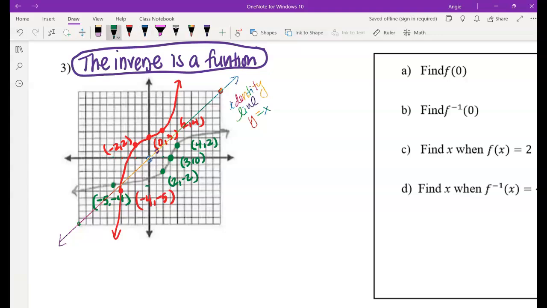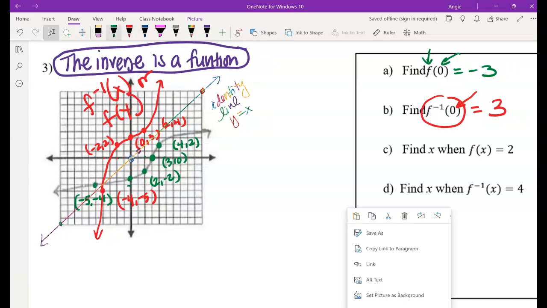Find f of 0. I'll use green. That means when x is 0, what is y? Remember this is the original function, so f of 0 equals -3. Now we're going to look at the inverse because this is inverse notation. So in the red, label this as f inverse of x. Look at the red function, guys. When x is 0, what is y? So the inverse is going to be 3.